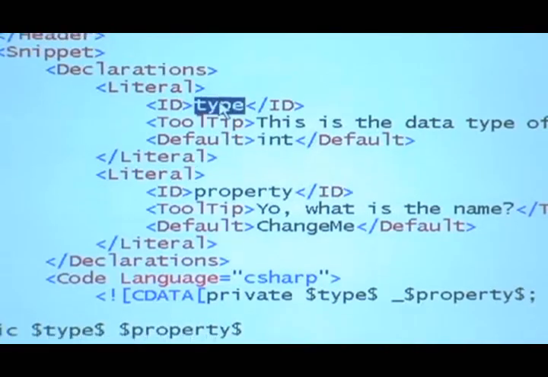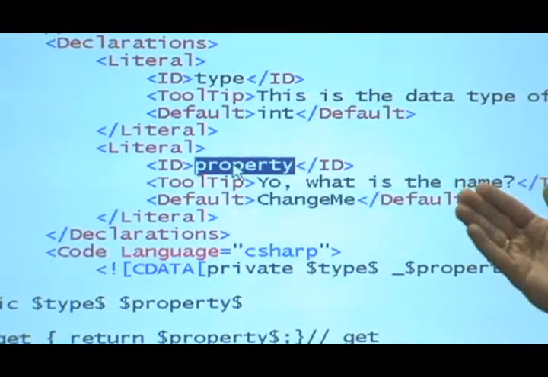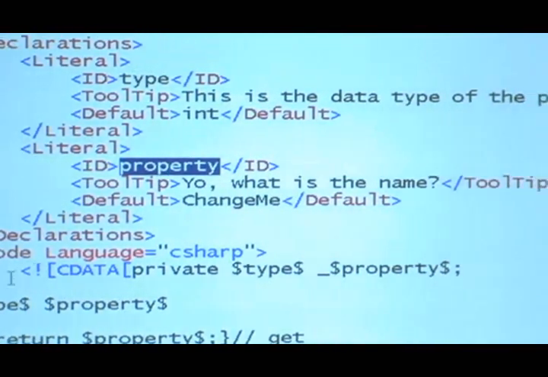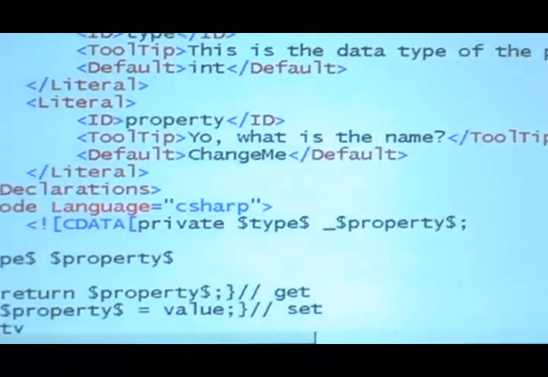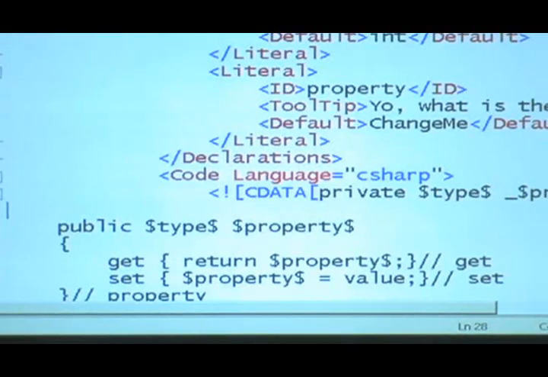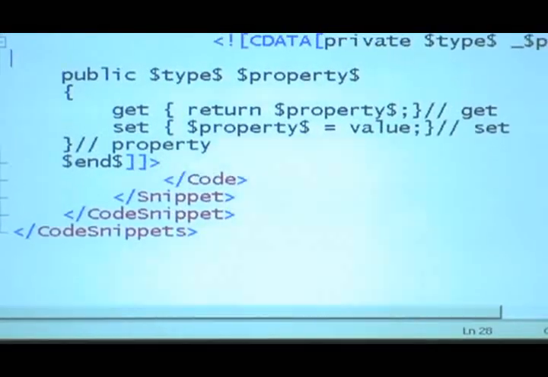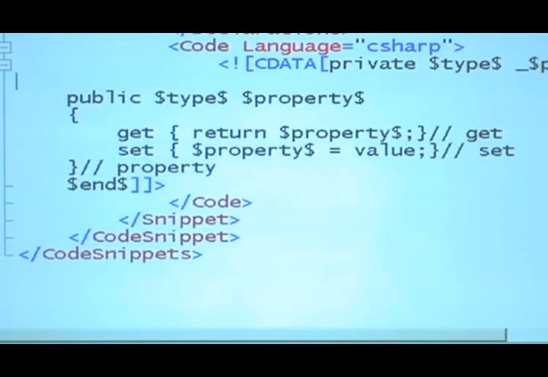So I'm saying, well, I'm going to need a type, and I'm going to need a property name. And then I can add tooltip information and default values. Those literals end up being enclosed in these little dollar signs. And by doing that, it represents really a placeholder where you want it to go in your code. Because down here is really where the code snippet lives. So I have these dollar sign types, dollar sign properties.